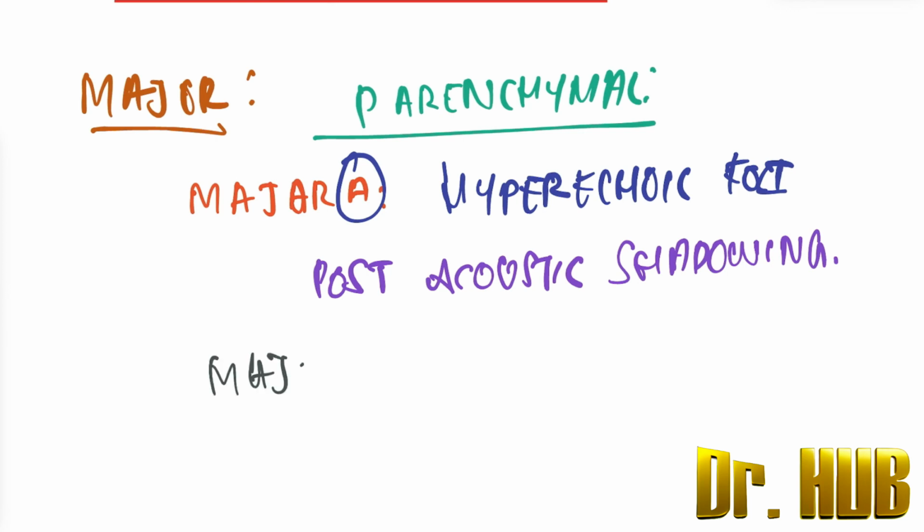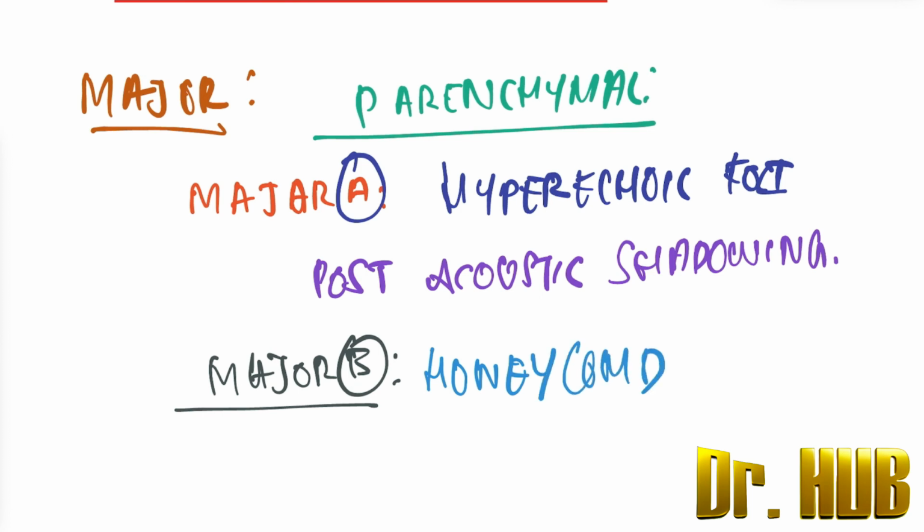Then we look at the major B. Major B includes honeycomb lobularity. There is honeycomb lobularity. So this was about the parenchymal features of the major criteria.